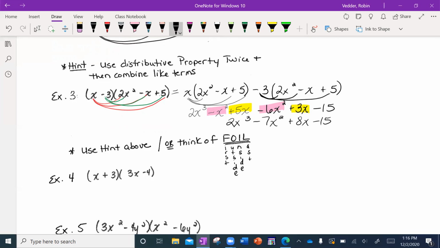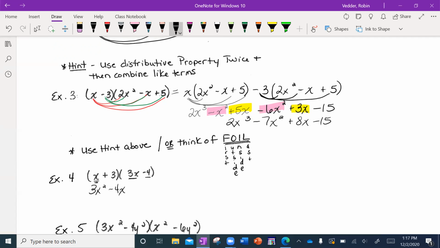Remember, binomial means two terms. So by first, it means the first term in each parenthesis. So we multiply x by 3x. X times 3x is 3x squared. By outside, we mean the numbers on the outside of each parenthesis. They're the ones that are farthest away from each other. So the ones that are farthest away from each other are the x and the negative 4. X times negative 4 is negative 4x.